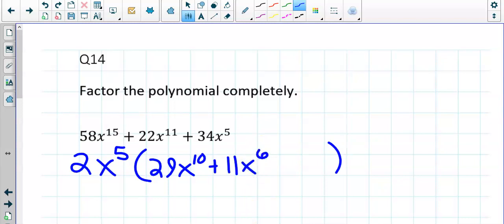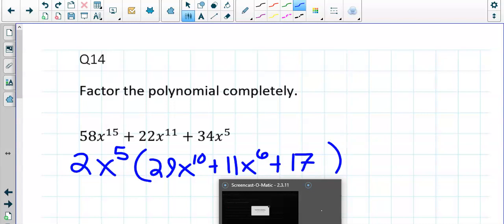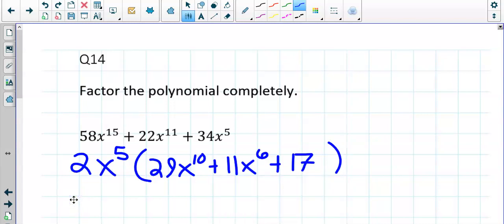Okay. What's 34 divided by 2? Okay. There were 5 X's, but I pulled 5 out. So no more X's. And that's it. You're done now. It's just a simple GCF problem. That's all they want you to do.